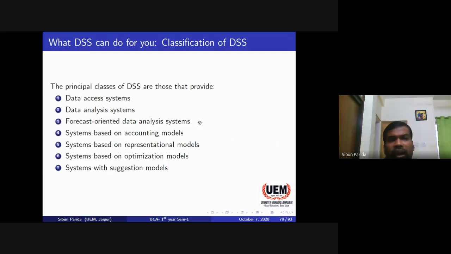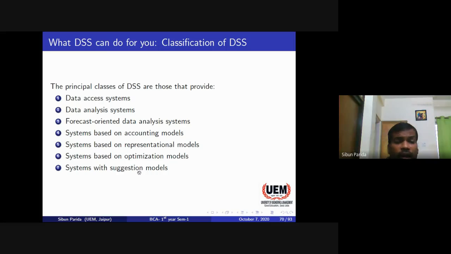Now, what can a decision support system do for you? That is the classification of decision support systems. The principal classes are those that provide data access systems, data analysis systems, and forecast-oriented data analysis systems, like what is going to happen, where we are predicting something. Systems based on accounting models, where we design some accounting information. Systems based on representational models, how it is going to be represented. Systems based on optimization models, because a number of models will be designed, and which model to use depends on the maximization and minimization effort. So that is the optimization model.